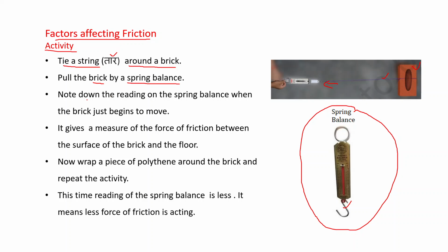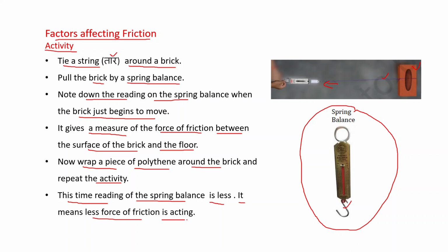Note down the reading on the spring balance when the brick just begins to move. It gives a measure of the force of friction between the surface of the brick and the floor. Now wrap a piece of polythene around the brick and repeat the activity. And again note down the reading on the spring balance. You will observe that this time the reading of the spring balance is less. It means less force of friction is acting.